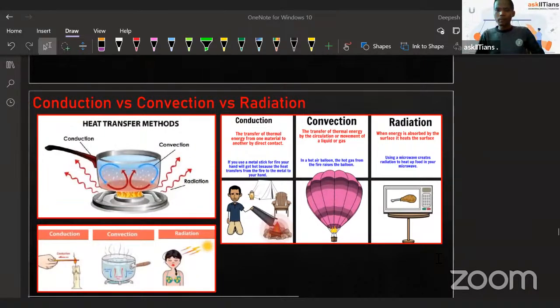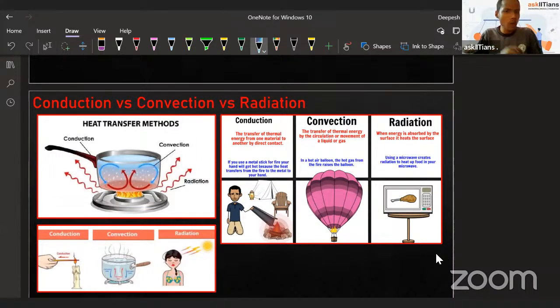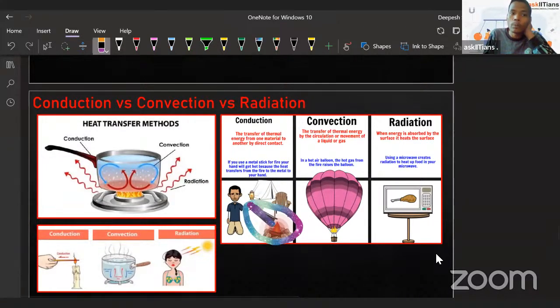Next topic is very simple. You have done it in much smaller grades as well. That's why I will just give you a small recap of it. There are three modes by which heat can be transferred from one place to another: conduction, convection, and radiation. If you are holding a rod and it is getting heated up, the heat will transfer through the particles of the rod, where the particles are not actually moving, but the vibration causes the heat to get transferred from one end of the rod to the other end. This is what we call conduction.